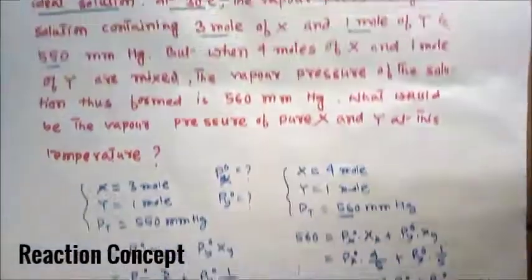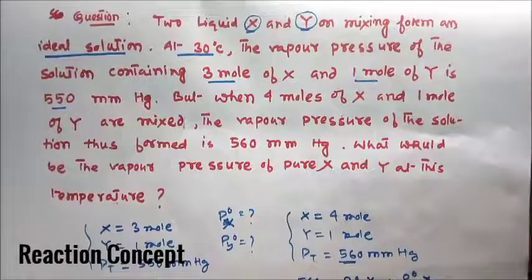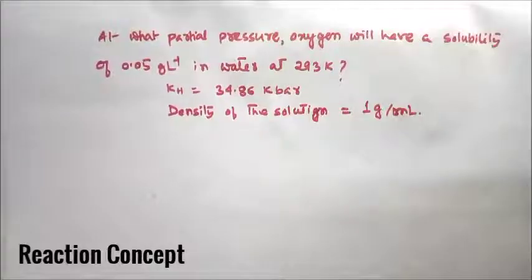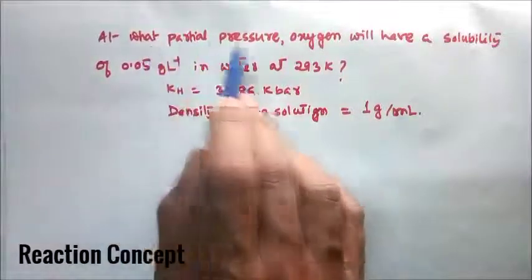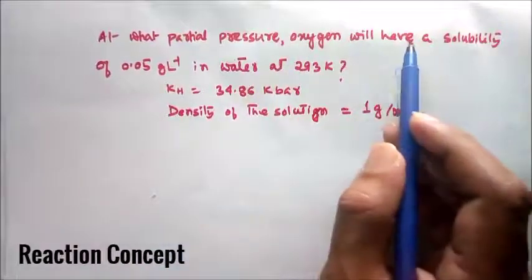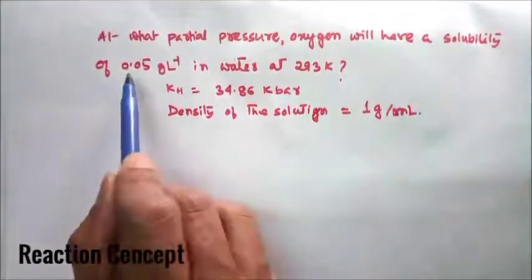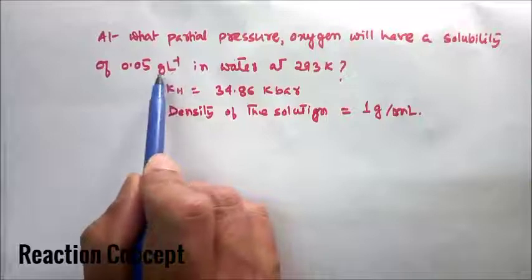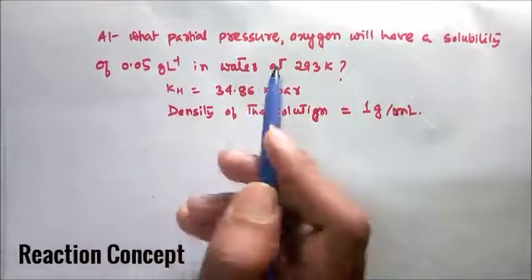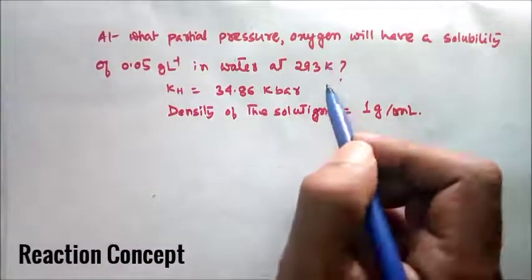Now, this is the second problem we are discussing here. So what is given in the problem? It is given that at a certain partial pressure, oxygen will have a solubility of 0.05 gram per liter in water at 293 Kelvin.